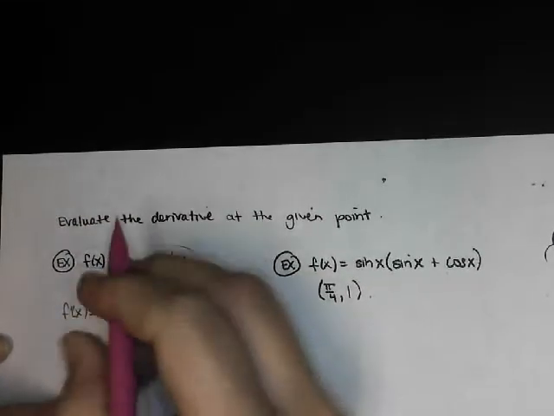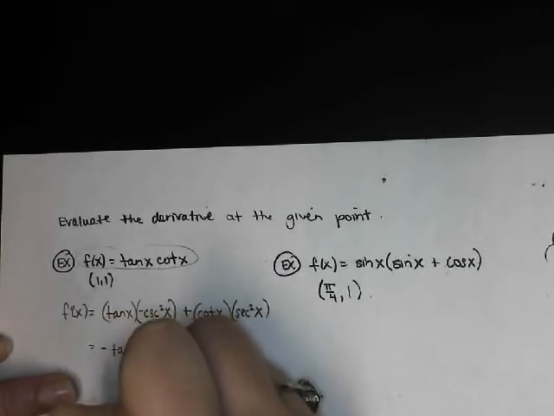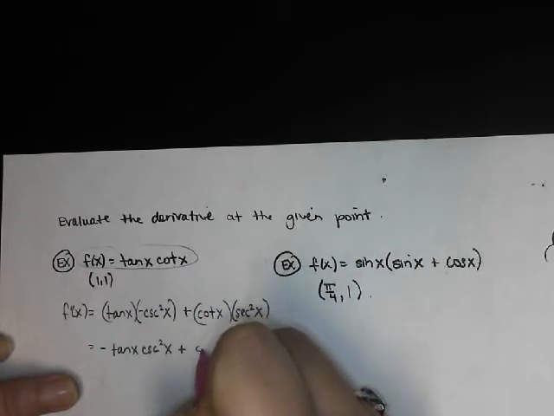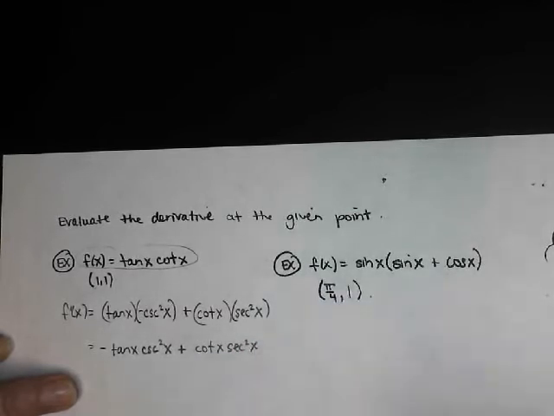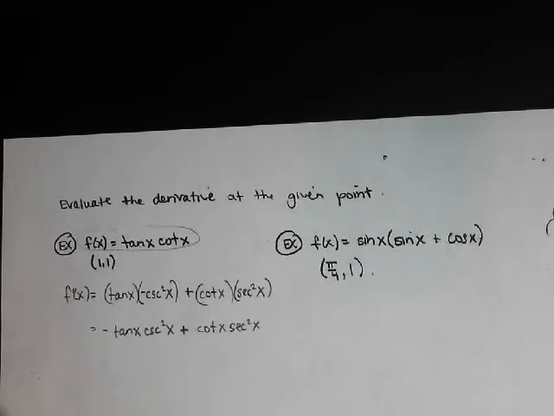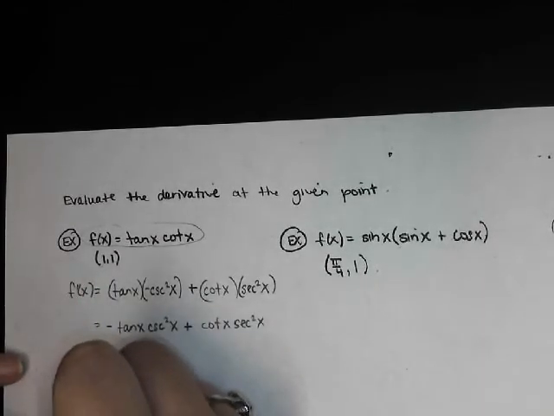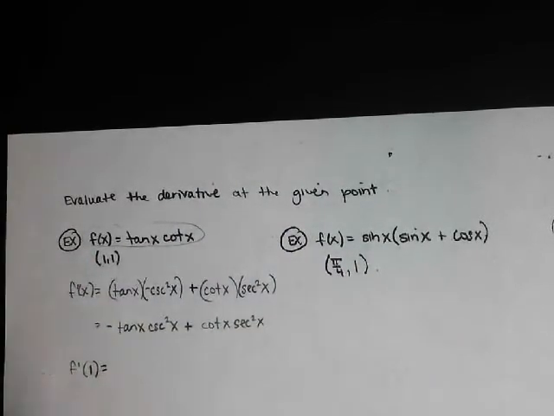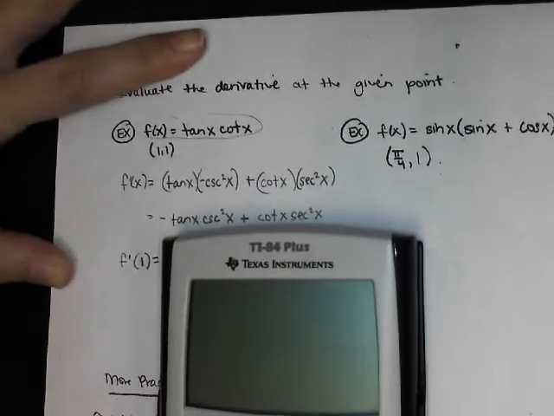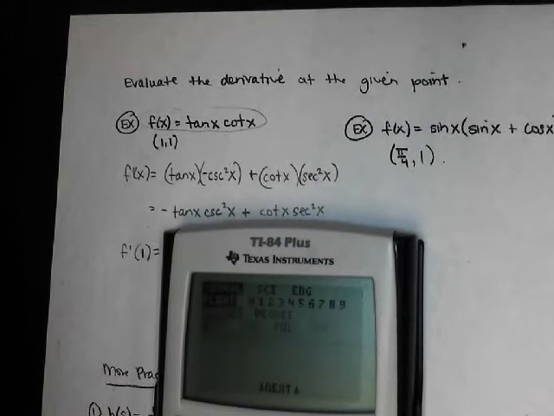And then just clean up. So this is negative tan x cosecant squared x plus cotangent x secant squared x. Okay? And then we want to evaluate this at 1, which would 100% require a calculator, because we don't know the tangent at 1. F prime of 1 would equal, and let's see, it's not 1 degree, so I'm going to assume it's 1 radian, so make sure my mode is in radians.